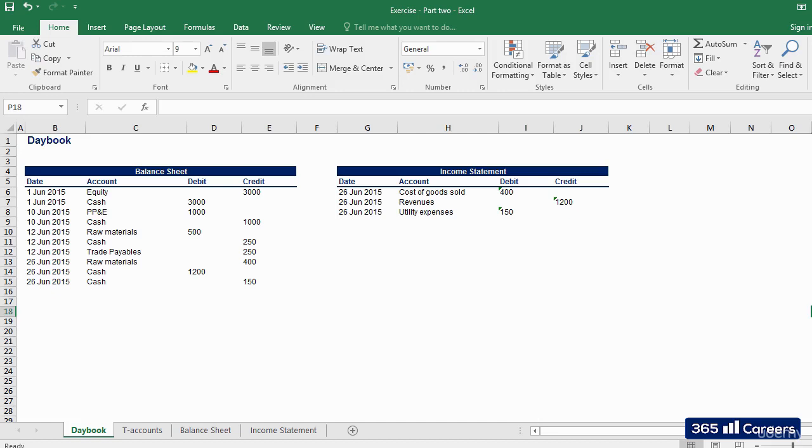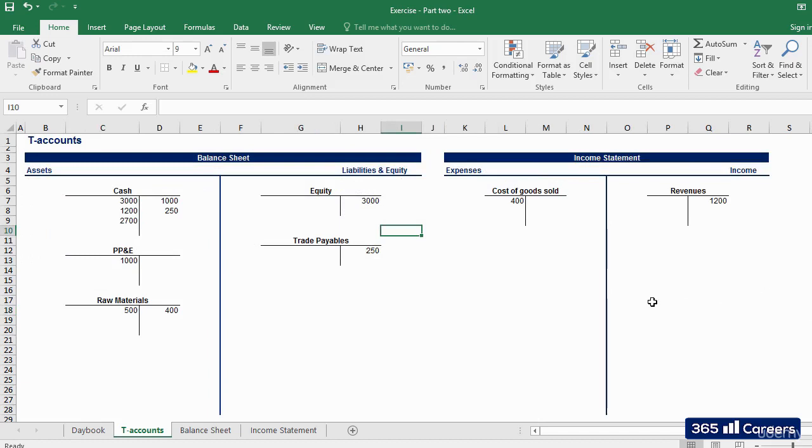Perfect. Let's do the same thing on the next sheet. I'll need to create a new T account. Utility Expenses. As we said before, the cash account will be credited by $150, while the utility expenses account needs to be debited by $150. Very well.